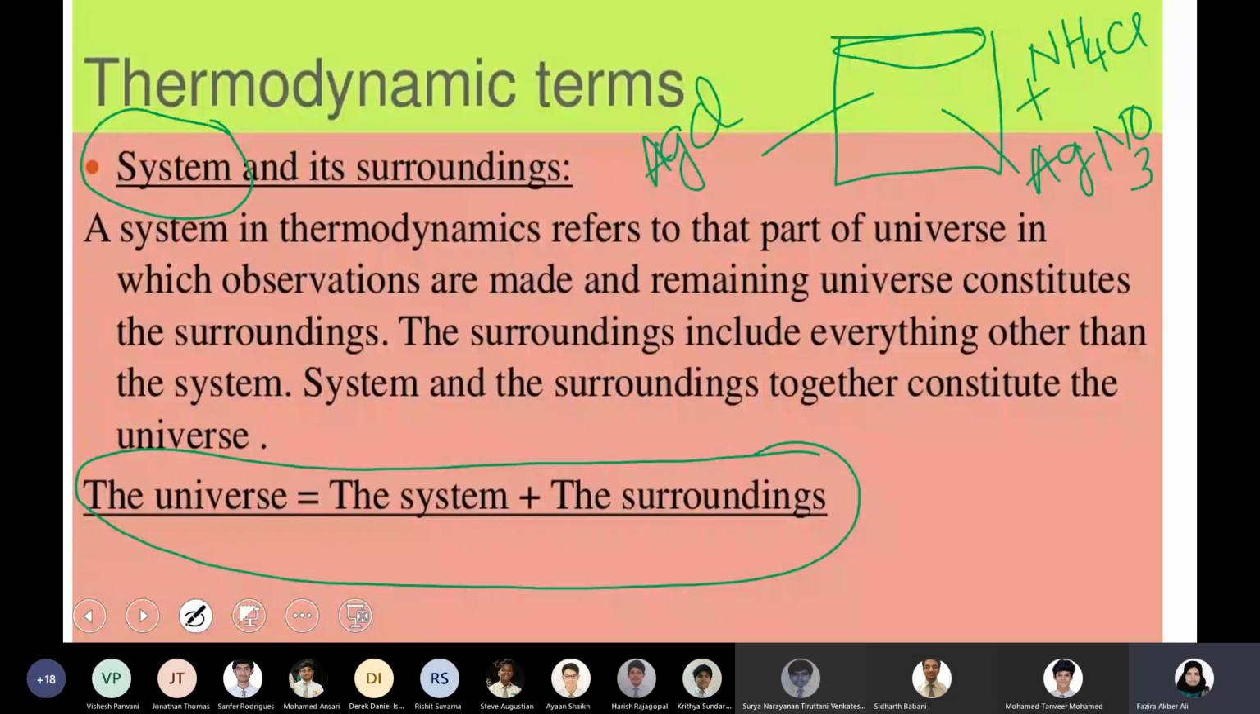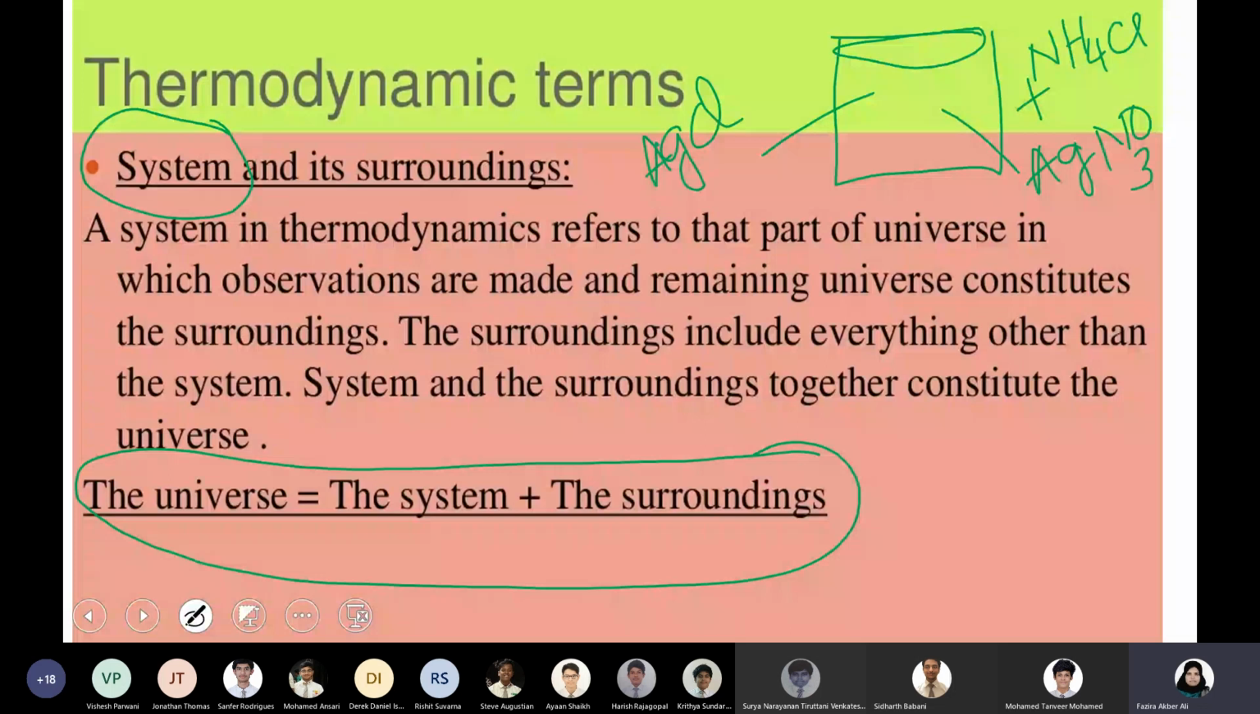So you can write thermodynamics and a one-word definition is enough. What is system, what is surroundings? Then you can say system plus surroundings is equal to universe. Only in three statements you can complete it. Surroundings mean everything other than system in the universe.